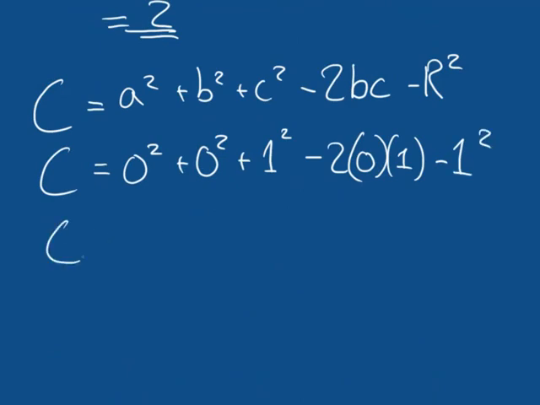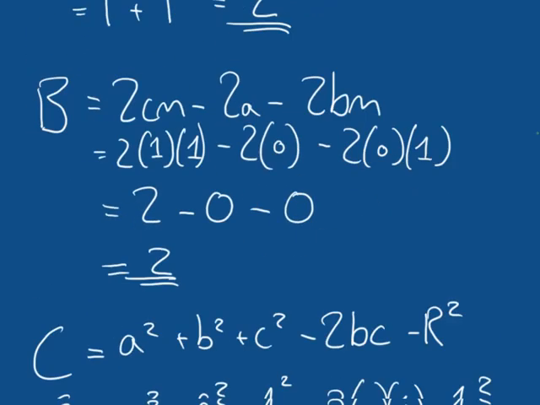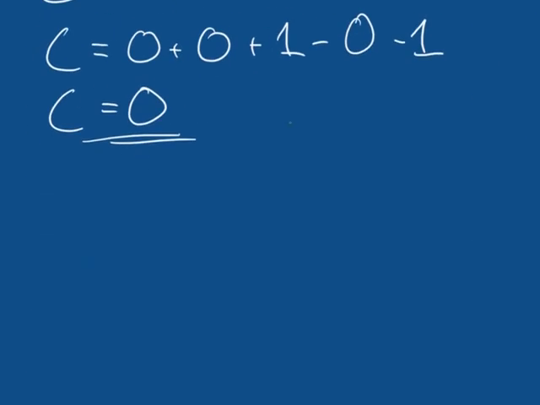That means c is equal to 0 squared is 0, plus 0 squared is 0, plus 1 squared is 1, minus 2 times 0 times 1 is 0, minus 1 squared is minus 1. So c is equal to 0 plus 0 is 0, plus 1 is 1, minus 0 is 1, minus 1 is 0. So c is equal to 0. So again, a is equal to 2, b is equal to 2, c is equal to 0.